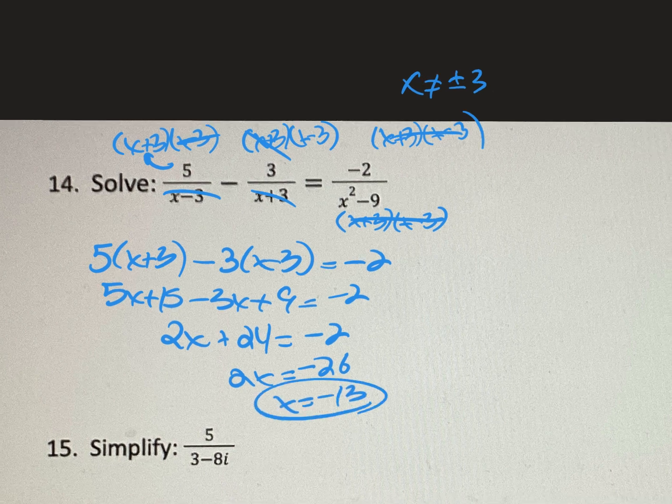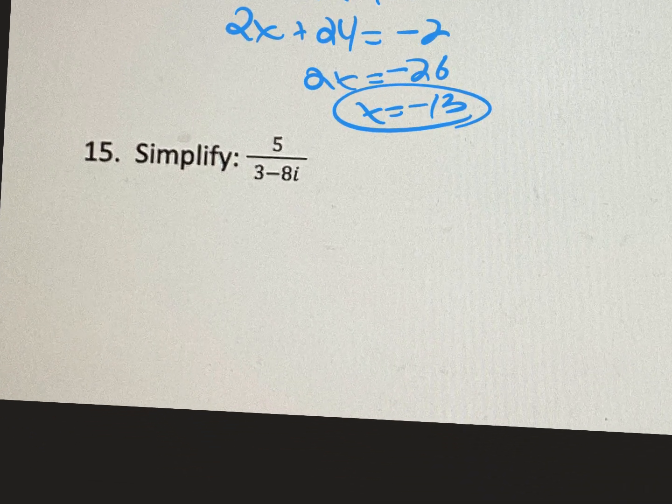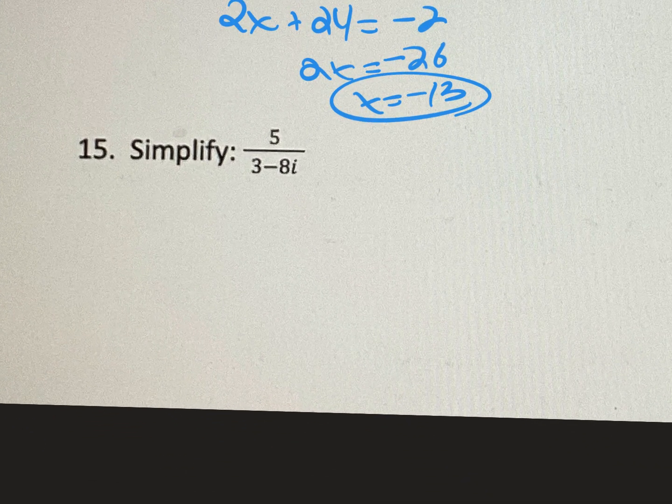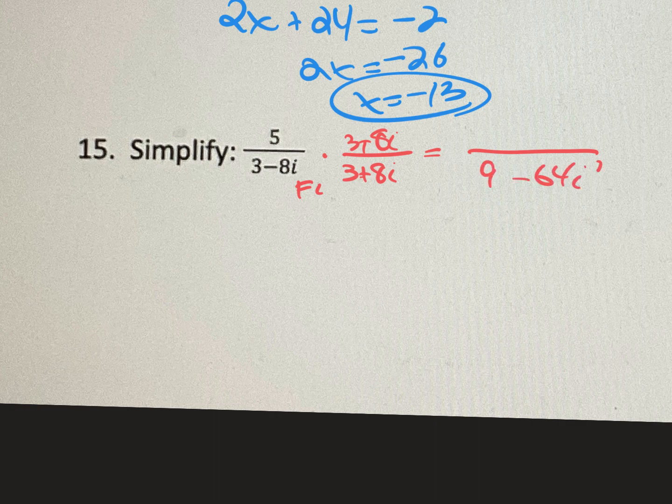All right, one more, and we're done. So number 15, we're going to multiply by the conjugate of the denominator. The conjugate of 3 minus 8i is 3 plus 8i. So for the denominator, those are conjugates. I'm doing FOIL. 3 times 3 is 9, negative 8i times positive 8i is negative 64i squared.